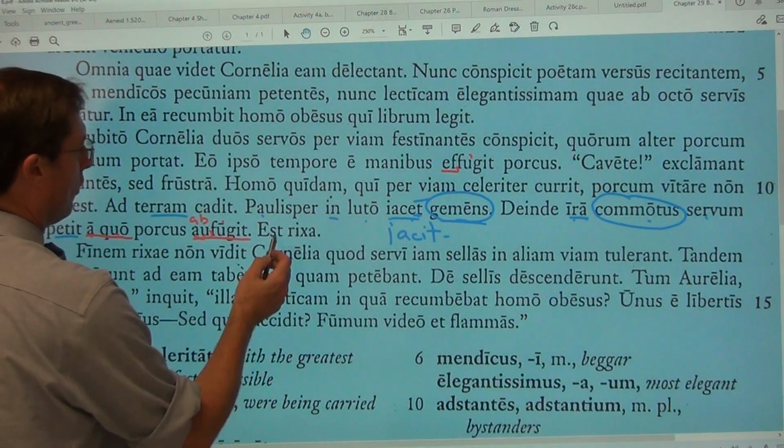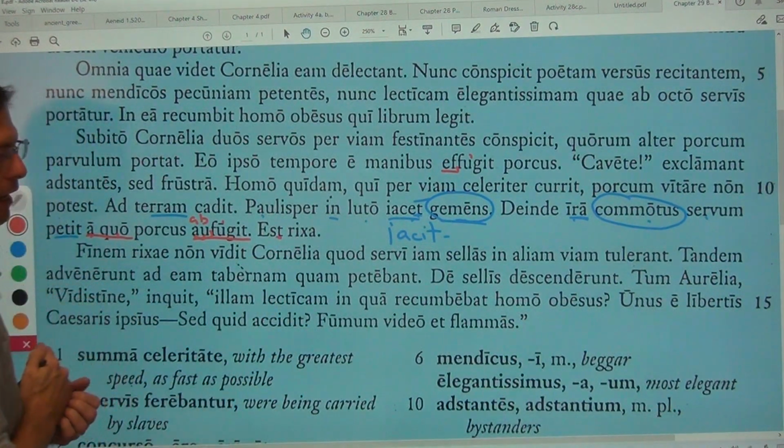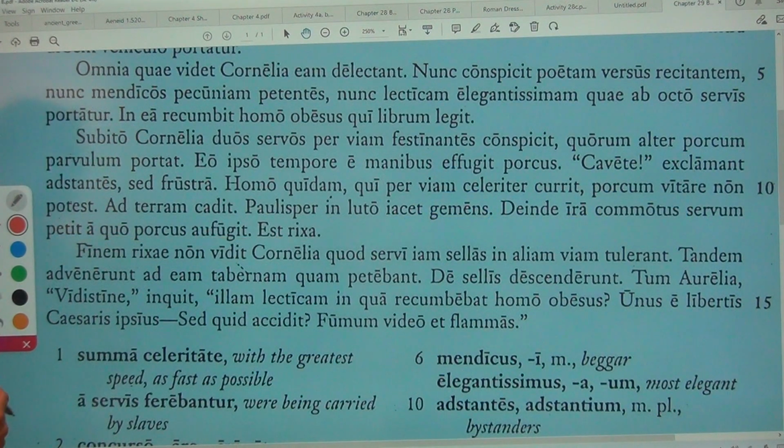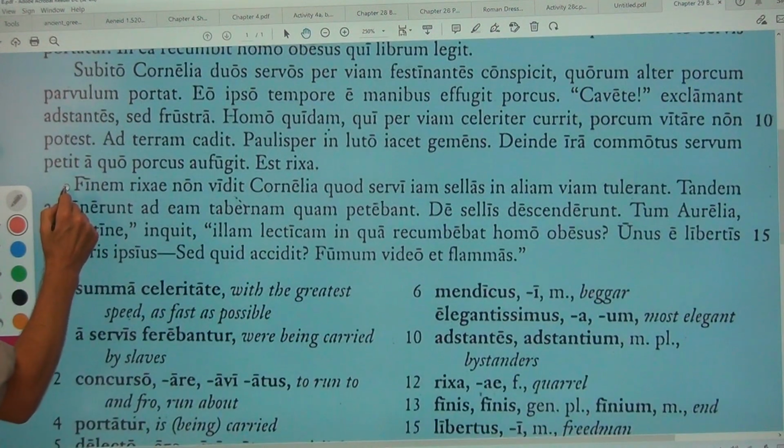Est rixa. It is a fight, a rixa, a quarrel, as it were. Your third item that you're going to be putting in is that present active participle gemens, G-E-M-E-N-S, modifying the subject, gemens, G-E-M-E-N-S. Finishing off with the final paragraph.